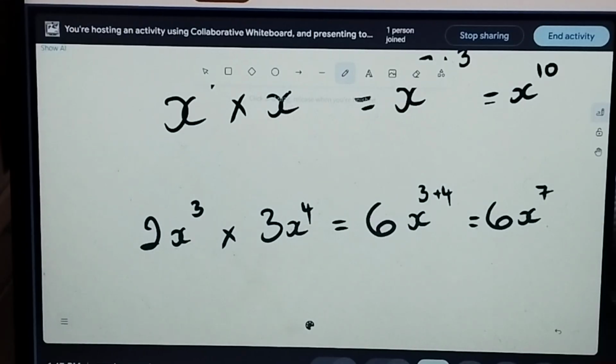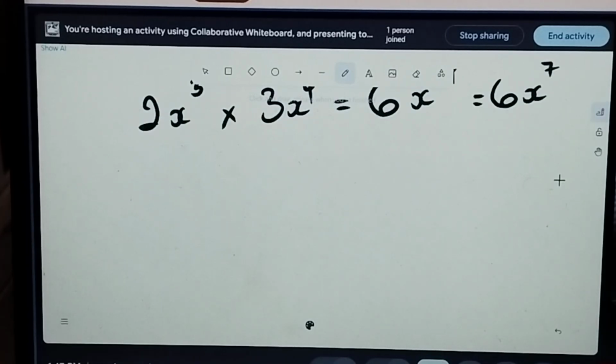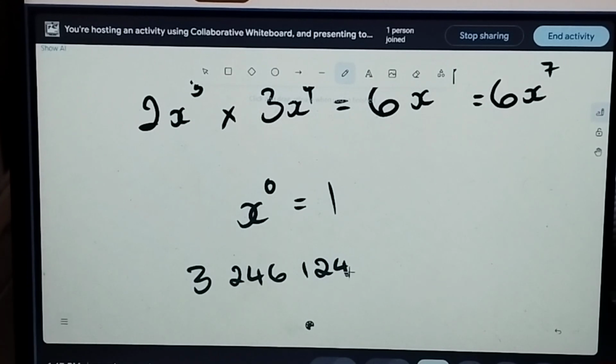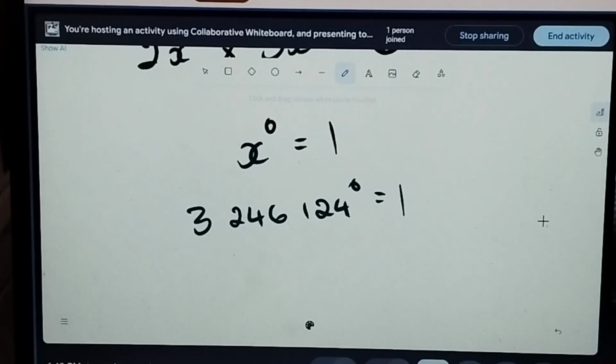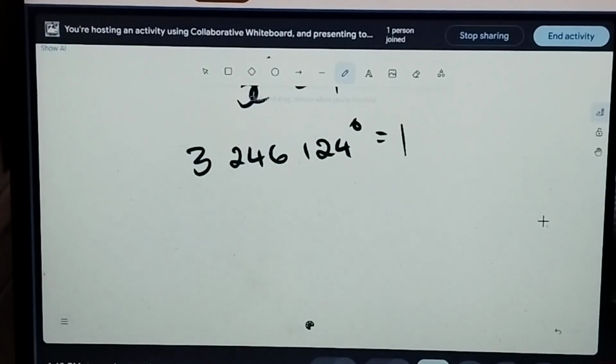So we've done dividing powers, we've done multiplying powers. The only other thing you have to know with powers is that anything to the power 0 is always 1. So if you see that power 0, it's 1. Even if it's 3,246,124, all to the power 0, it's still 1. It doesn't matter how big the number is or what they're doing. If it's to the power 0, it's going to be 1 all the time.